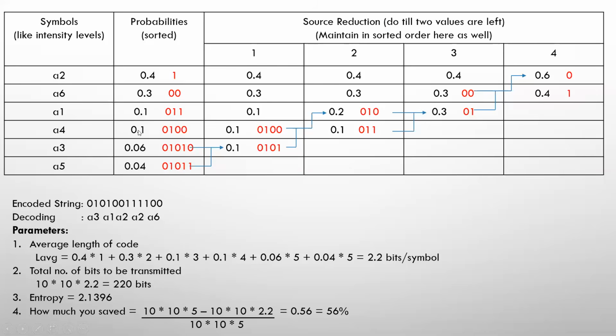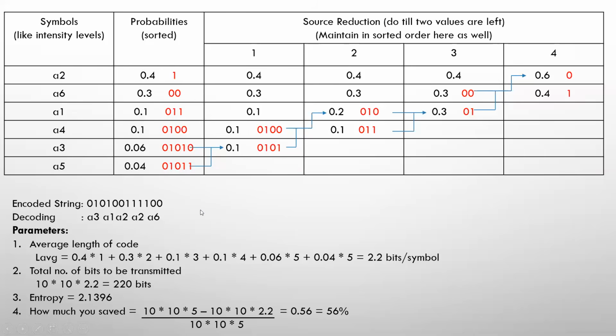Now trace this point 1. Where is this point 1? It is here. It is here. And the code for this point 1 is 0100. I wrote 0100. So this is how you calculated the codes. And this is nothing but the code for A2. A6 having the code 00, A1 has a code 011, A4 has a code 0100, A3 has a code 01010, and A5 has a code 01011.